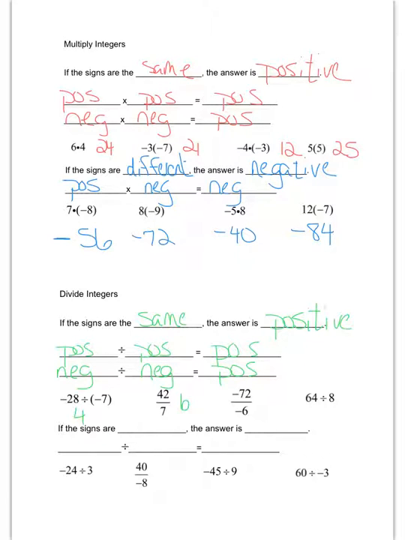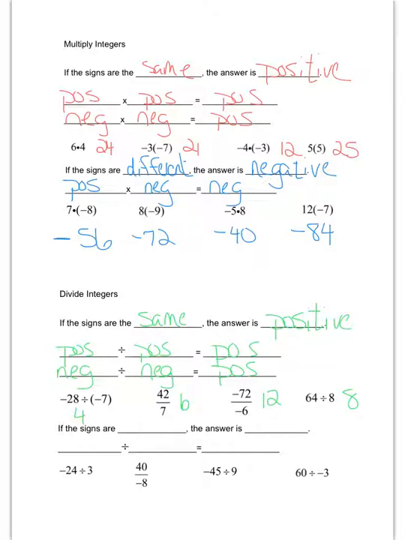Why don't you pause the video, write the answer to the next two problems. Okay, so I got negative 72 divided by negative 6 is positive 12. 64 divided by 8 is obviously positive 8.